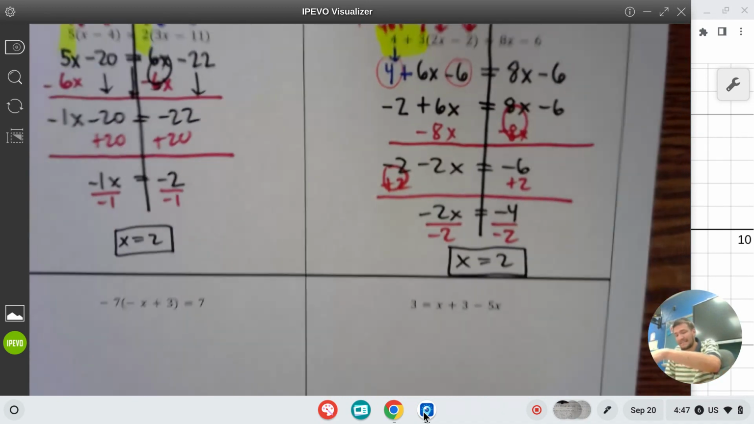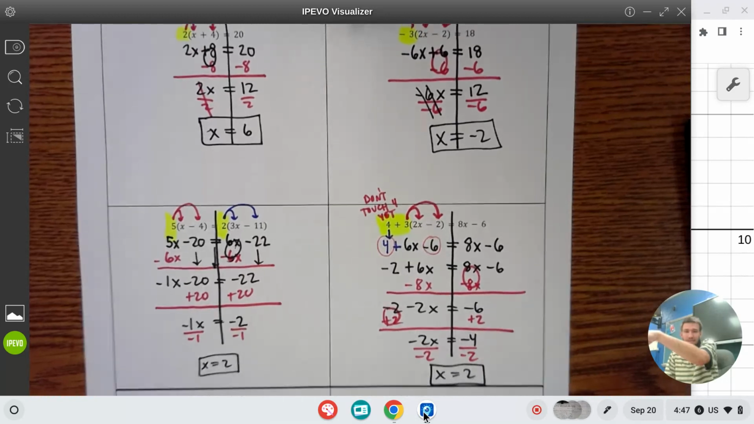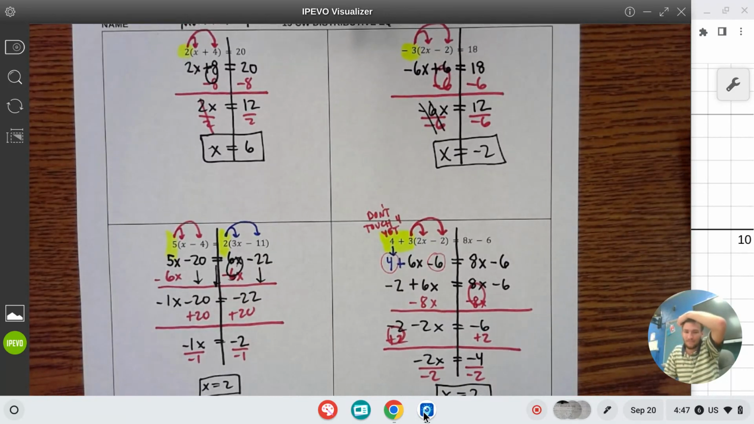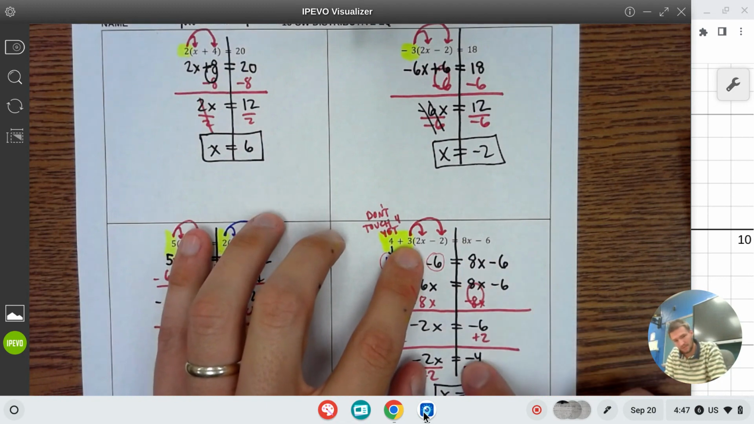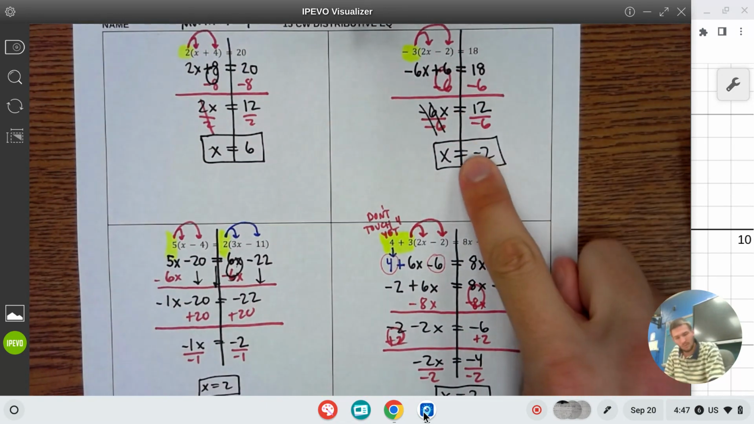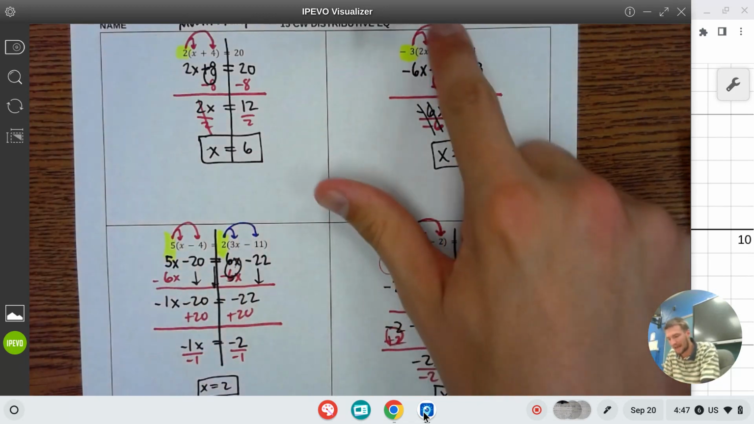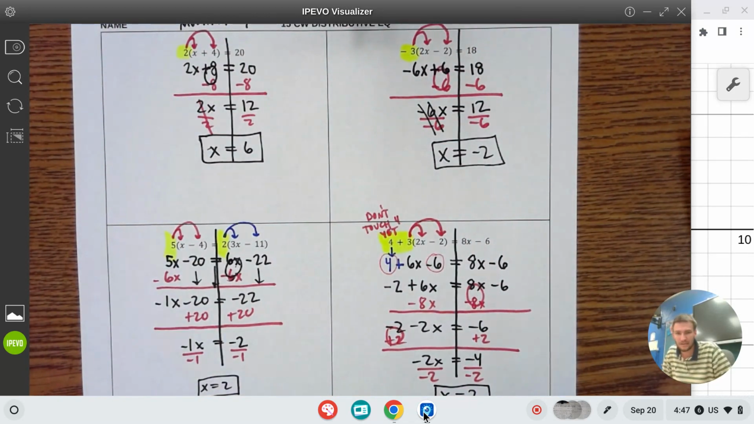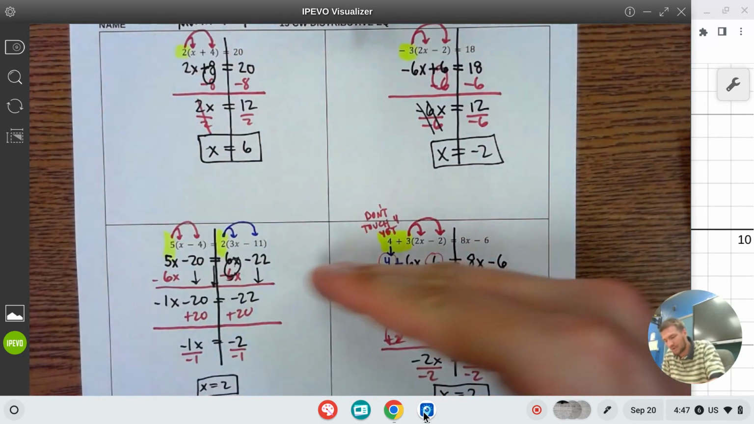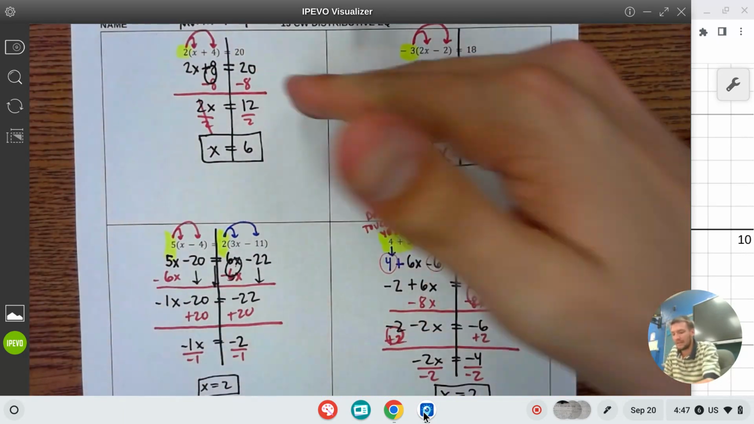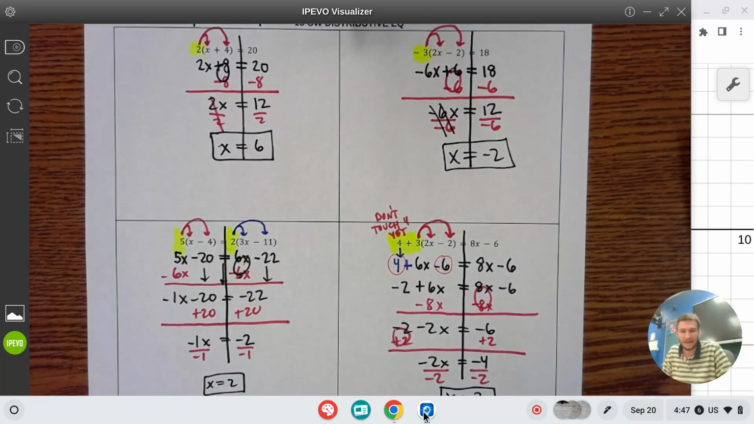Look how nice and neat I'm writing, okay? Look how organized I am. Line down the middle, equals. Look at my nice arrows I have on every single distributing. Look at these nice bars I have going across keeping me nice and organized. Okay? This is the key to success.